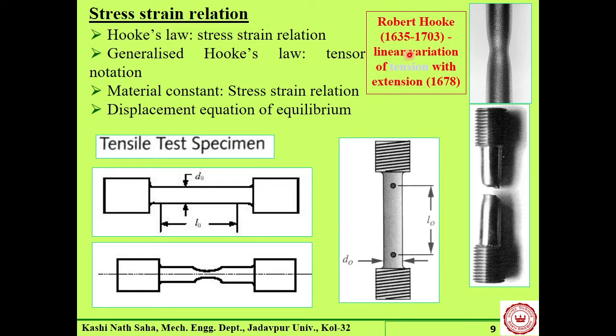Or we can say this is basically the observation of a linear relationship between stress and strain. The first reporting by Robert Hooke was made in 1678, although this observation was made many years ago, around the 1670s or something. So, this is Hooke's law, the stress-strain relation, which is a linear variation according to Hooke.